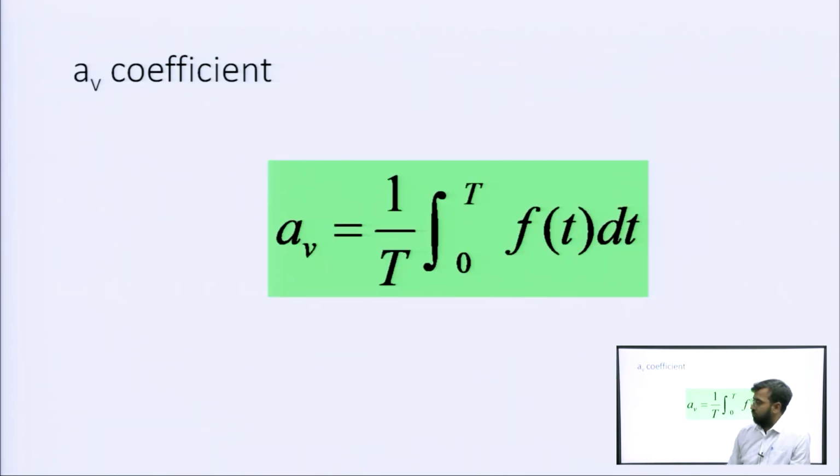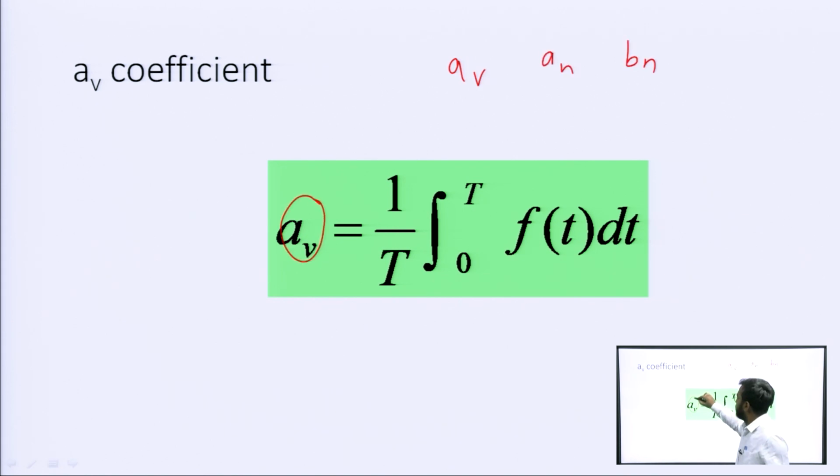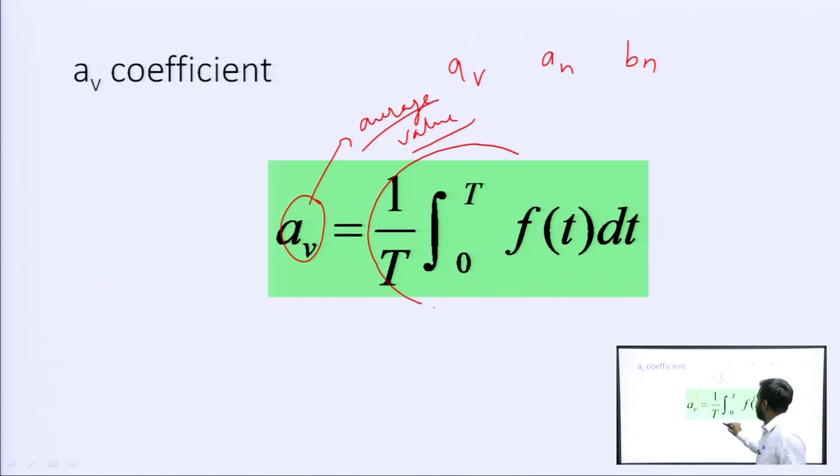So what we have studied, there were 3 coefficients: a v, a n and b n. Why are we writing a v? The subscript represents the average value. So a v is the average value, which is why we call it the DC value.